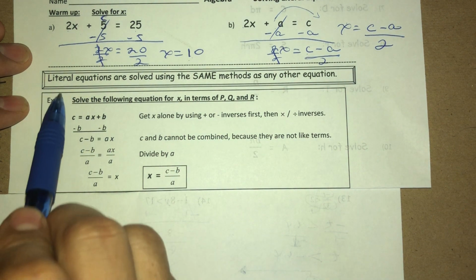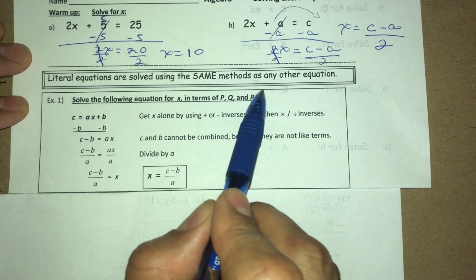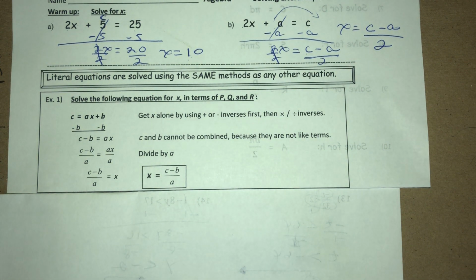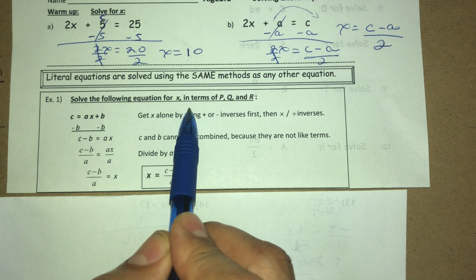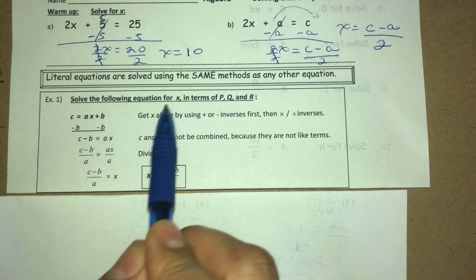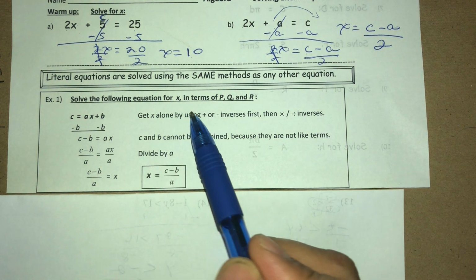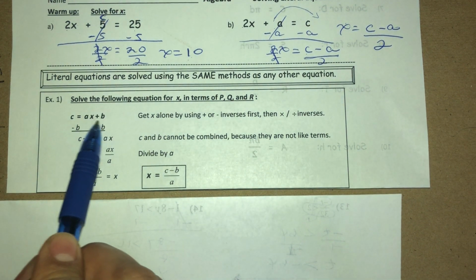So just one thing, what I said before: literal equations are solved using the same methods as any other equation. So if you have something like this, you're still going to do the same process as if you were solving multi-step equations, all right? So I give you the example here and I ask you to solve for x in terms of P, Q, and R. That means, in few words, to leave the x alone on whatever side is presented. So in this case, the original equation is C equals Ax plus B.